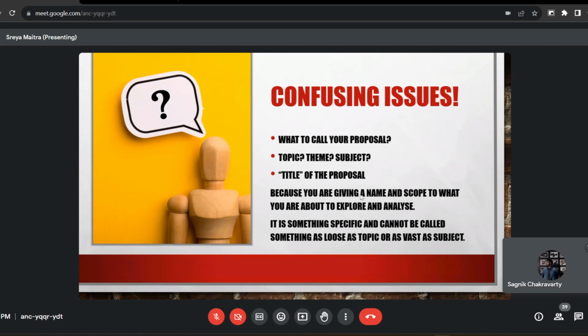So if I go by this same example, a possible research title could be: The National Education Policy in India: Critical Reflections on Efficacy and Issues in Implementation.